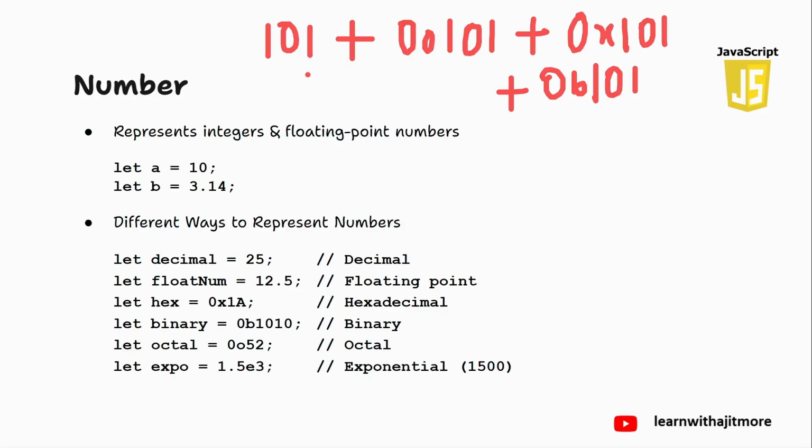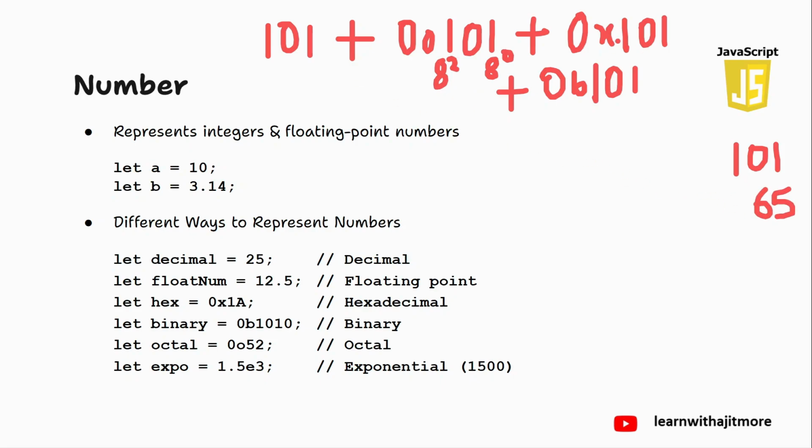101. It is decimal 101. It is not starting with 0O or 0x or 0b. So it is treated as 101 only, 101 as it is. This is decimal 101. Now second is octal, 0O101. So this is considered octal: 8 to the power 0, 8 to the power 1, 8 to the power 2. So 8 to the power 0 is 1 and 8 to the power 2 is 64. So how much will it come? 65. 64 plus 1, 65.